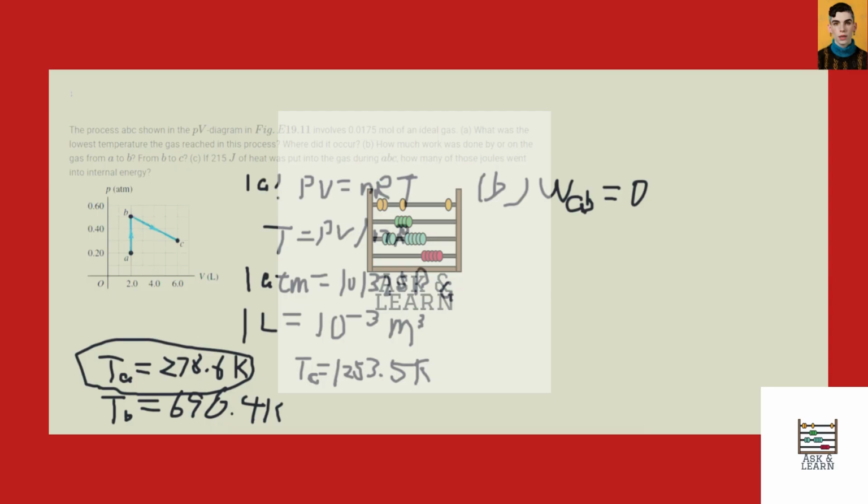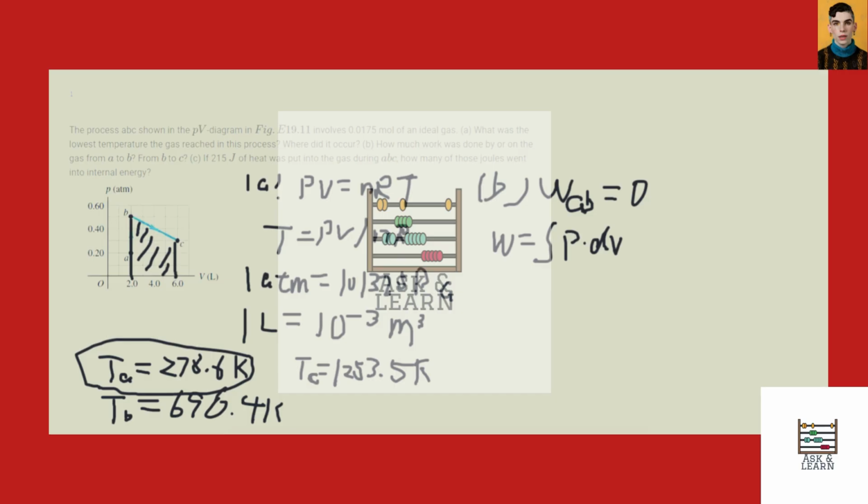And for the work done for process B to C, we need to utilize this relation, the work equals the integral of P dV. So this is the definition of work done by the gas. And as you can see, for the process B to C, P is a function of V. It's not constant. And this integral simply represents the area below this line. Okay. This is the meaning of this integral.